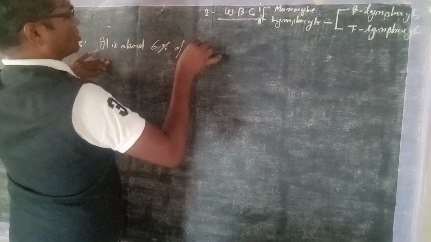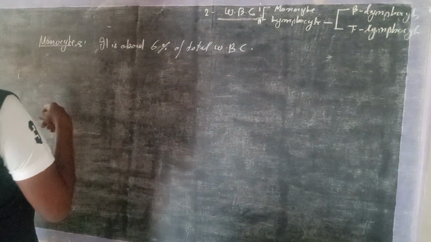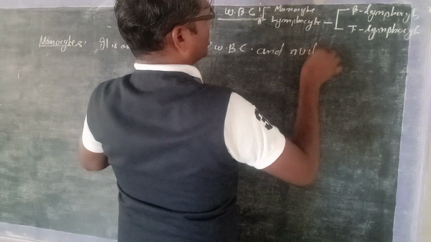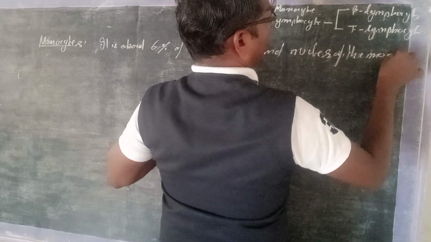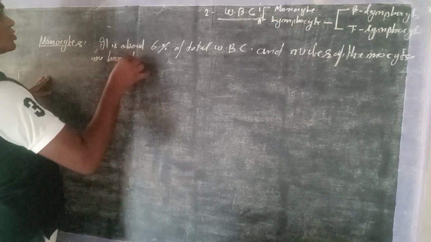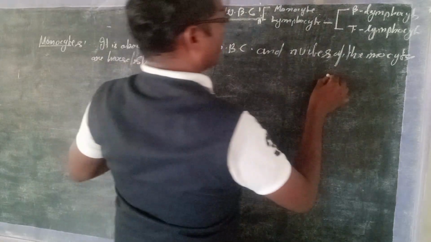What are monocytes? Monocytes are about 6% of total WBC in blood, and the nucleus of the monocytes is horseshoe shaped. Here we will draw the structure of the nucleus.